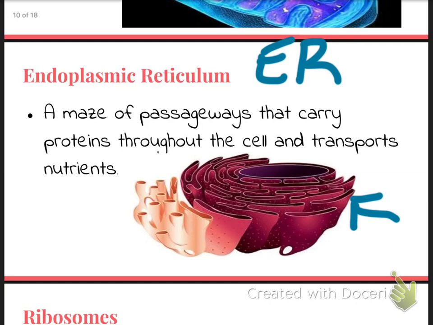So the way I remember the endoplasmic reticulum's job is when I think of the ER, which I wrote right here, I think of the emergency room, because ER is an abbreviation for emergency room as well. And if you get hurt and you have to go to the emergency room, you have to travel on a road or a passageway to get there, right? So the endoplasmic reticulum, ER, is a passageway that carries things like proteins and nutrients.